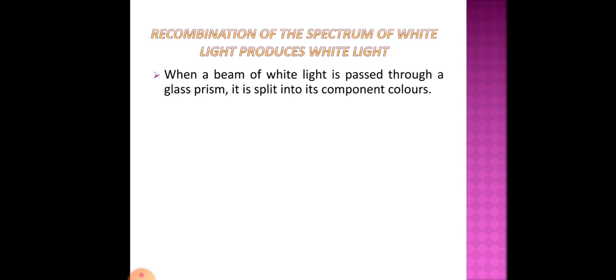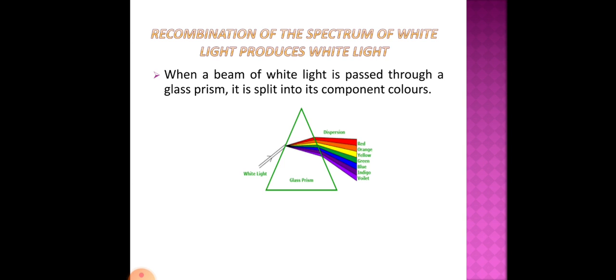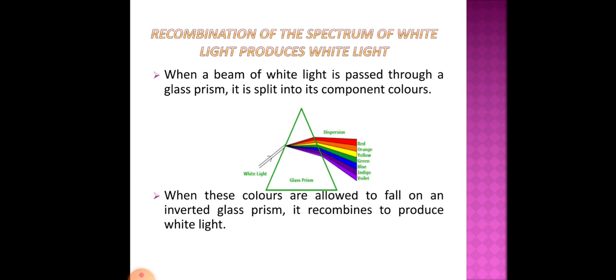When a beam of light is passed through a glass prism, it is split into its component colors. Just now I told you that whenever white light is passed through a glass prism, it gets split into its component colors. Now when these colors are allowed to fall on an inverted glass prism, they combine to produce white light. That means if we take another prism and keep it in an inverted position, all these 7 colors combine together to form white light again.